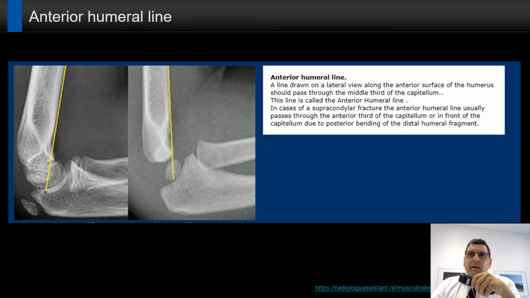The anterior humeral line is drawn along the anterior part of the humerus, and as you can see here, this is a very important line because it shows you very nicely supracondylar fractures. In cases of supracondylar fractures, the anterior humeral line usually passes through the anterior third of the capitellum or in front of the capitellum due to posterior bending of the distal fragment. So it is very important that you always remember these two lines, because they give you a real hint for the most frequent fractures in children.